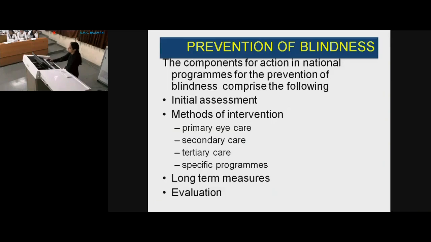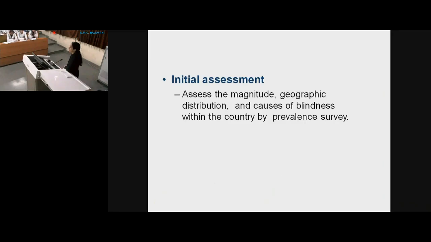How can we prevent? There are national programs for the prevention of blindness, which comprise the following. Number one is initial assessment. Two, methods of intervention like primary eye care, secondary, tertiary, specific programs, long-term measures, and evaluation. So these are the steps.